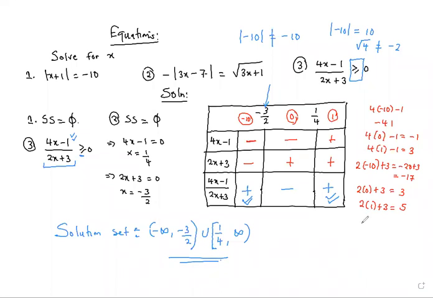What is the difference between equations and inequalities? Equations use equal. Inequalities use greater or equal to, greater, less or equal to, less. That is the difference.